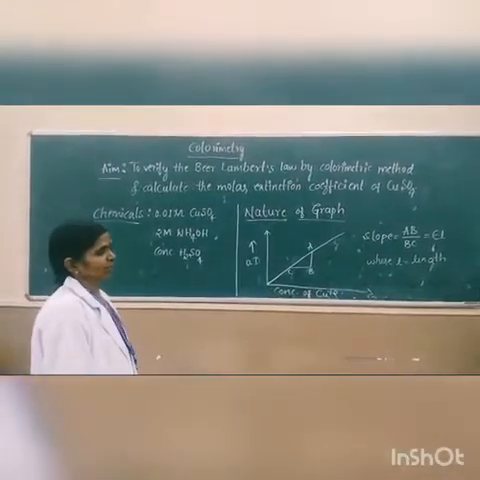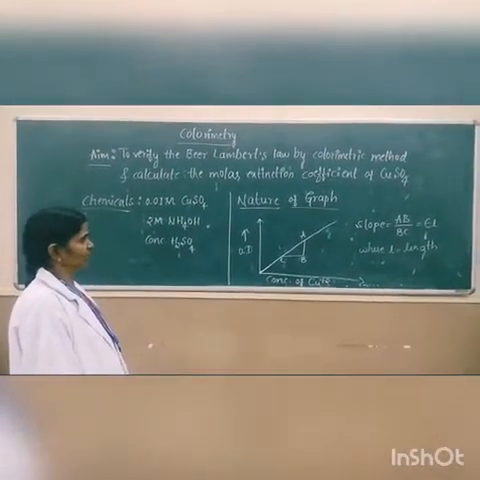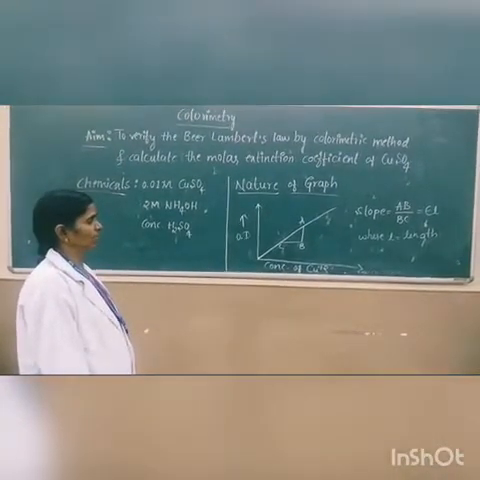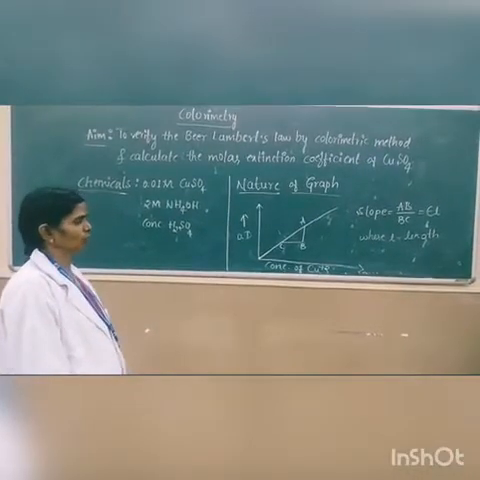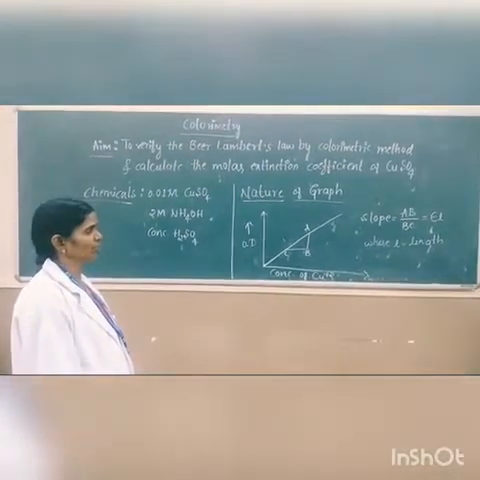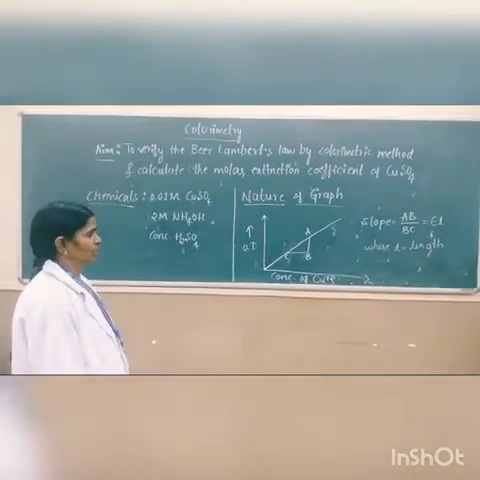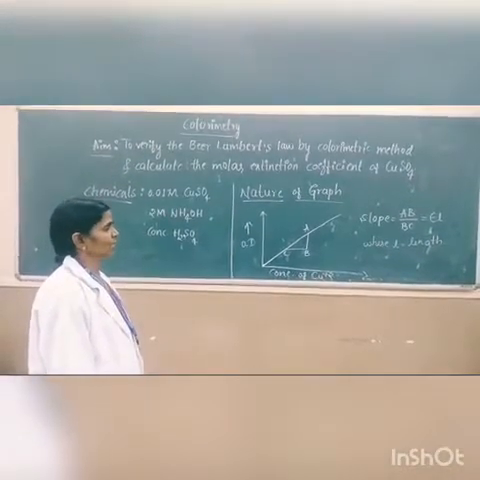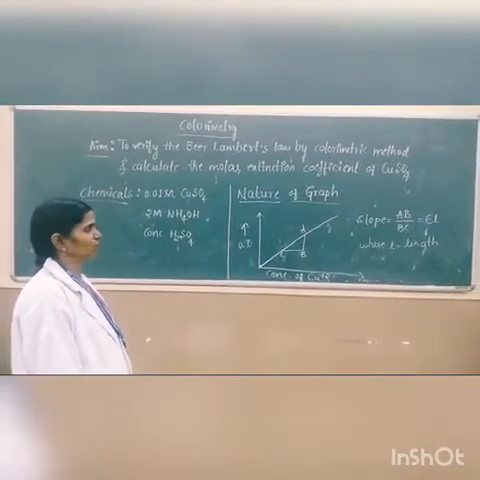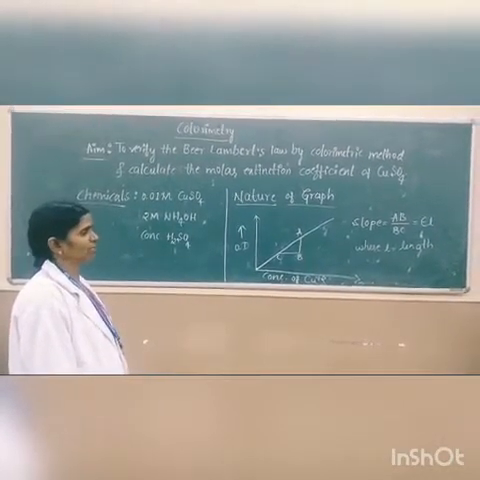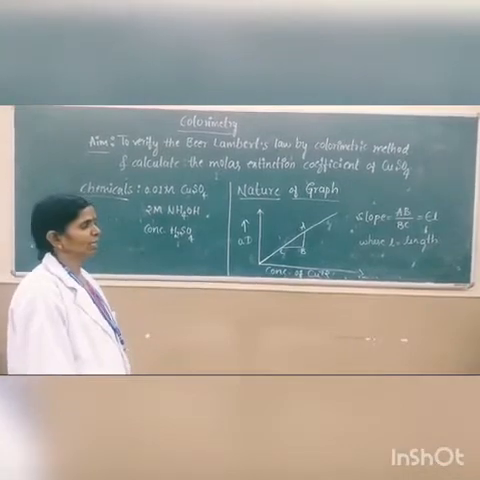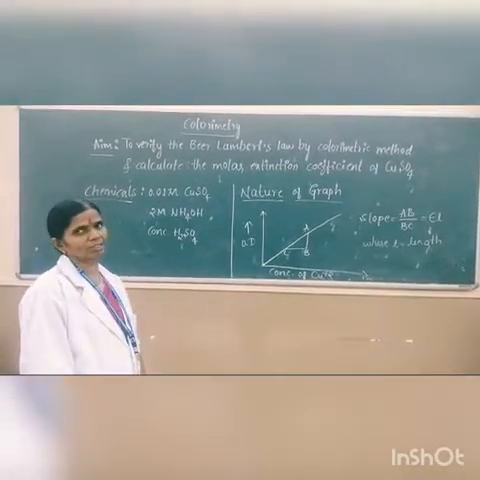In this experiment, we will obtain a graph of optical density versus concentration of Cu2+ ions, forming a straight line. That straight line must pass through the origin. That indicates the verification of Beer-Lambert's law. You then have to calculate the slope of that line, slope is equal to AB by BC, which must be equal to epsilon into L, where L is the length and epsilon is the molar extinction coefficient.